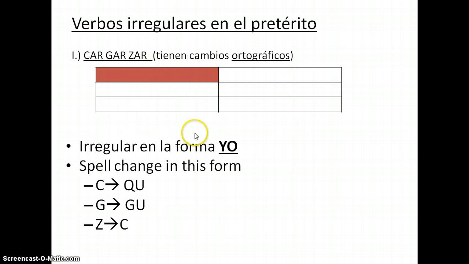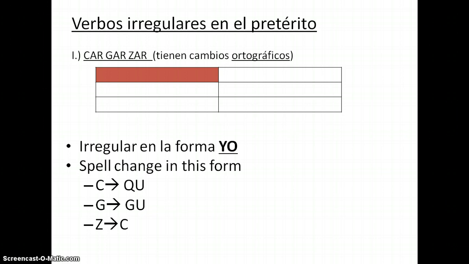Now below I have a couple of notes. These verbs that end in CAR, GAR, and ZAR are irregular in the yo form only. And the spelling changes that occur are as follows. The C changes to QU if the verb ended in CAR. The G would change to a GU if the verb ended in GAR, and the Z would change to a C if the verb ended in ZAR.